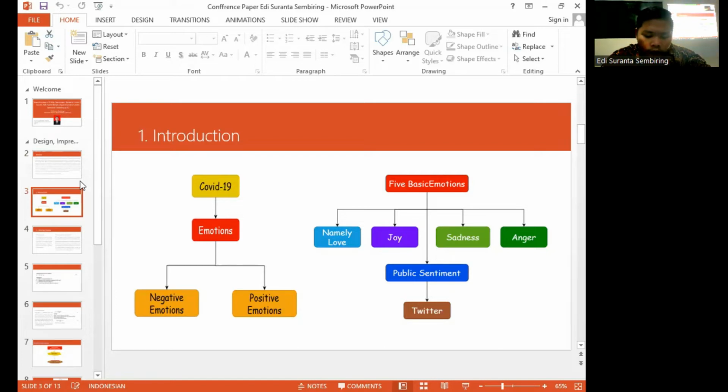Sentiment analysis or opinion mining is the process of understanding, extracting, and processing textual data automatically to obtain sentiment information contained in an opinion sentence. Sentiment analysis will classify the polarity of the text in a sentence or document to find out whether the opinion expressed in the sentence or document is positive or negative.